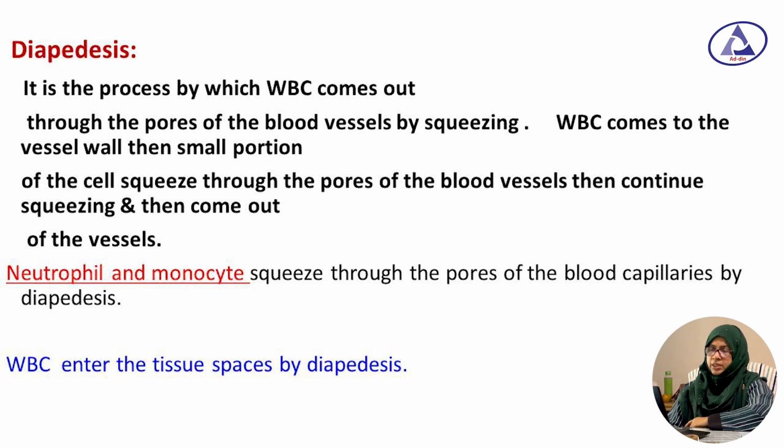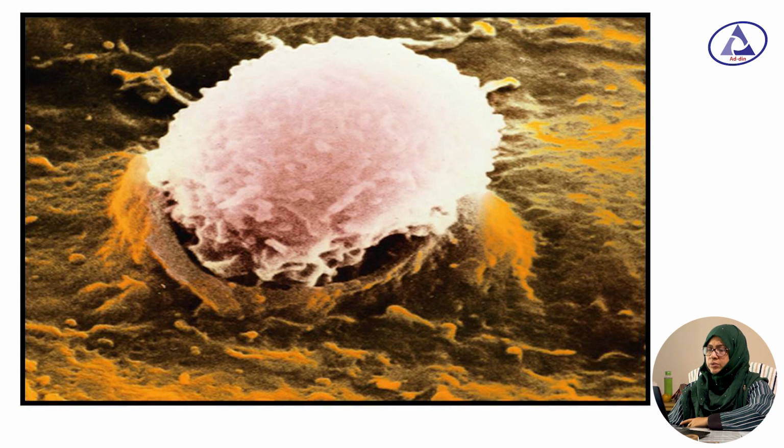Diapedesis is another property. It is the process by which WBC come out through the pores of the blood vessels by squeezing. A small protein portion of the cell squeezes out through the pore of the blood vessel, then continues squeezing and comes out of the vessel. Usually neutrophil and monocyte squeeze through the pores of the blood capillaries by diapedesis, and WBC enter the tissue space by diapedesis. In this figure you can see how the WBC come out from the blood vessel through the pores.